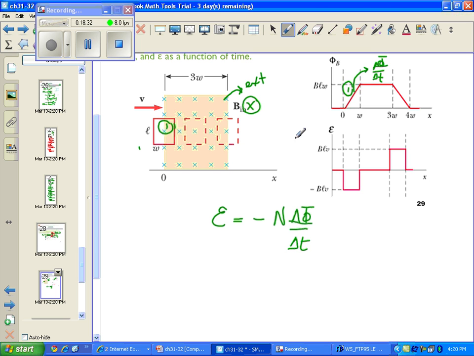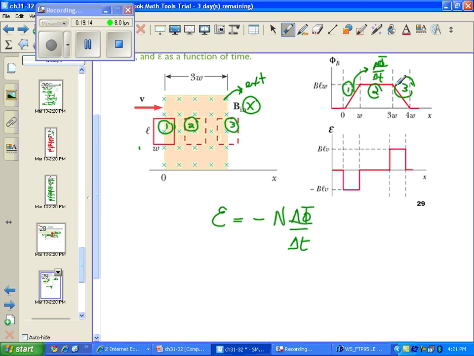Well, now the loop has fully penetrated, and you can see that the flux is constant. Why? Because the same number of magnetic field lines cut through it. Our EMF is 0 because our flux is not changing in time. See, we have a horizontal, or 0 slope, line. Now we begin to exit the region where there is a magnetic field, so the flux is dropping off. Well, this would be region 3 right here, which is this one. And by the way, this is 2, which is this one right here.